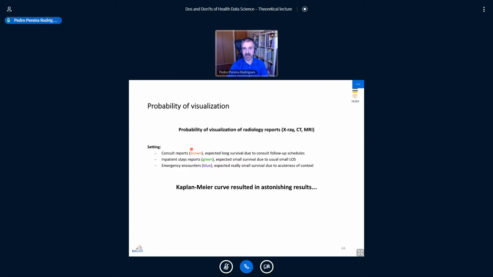For example, we wanted to see if all radiology reports that were generated in a hospital were visualized by someone. So if someone asked for an X-ray or a CT scan, did they look at the report afterwards? And we saw this, and of course we separated this in terms of consultations, inpatient stays and emergency encounters. And we look at the survival curve. So how long did that particular report take until it was seen by someone after being produced?